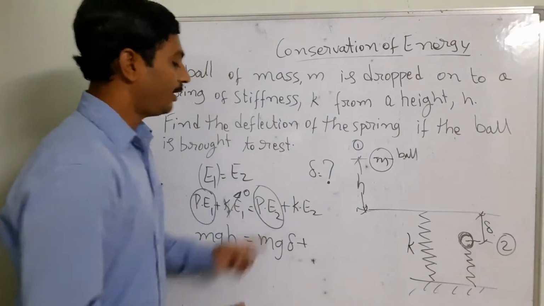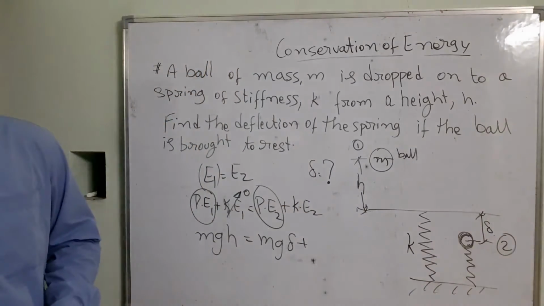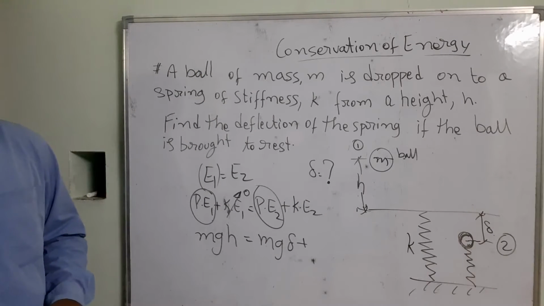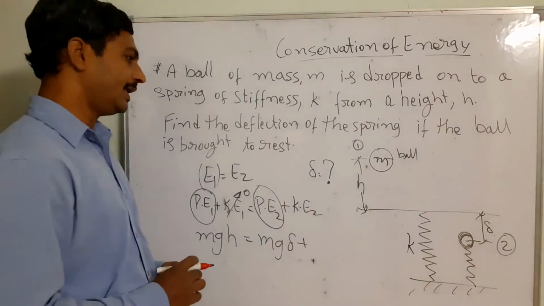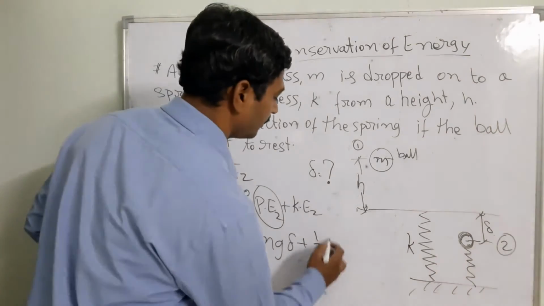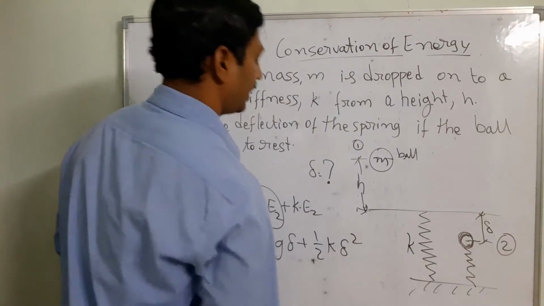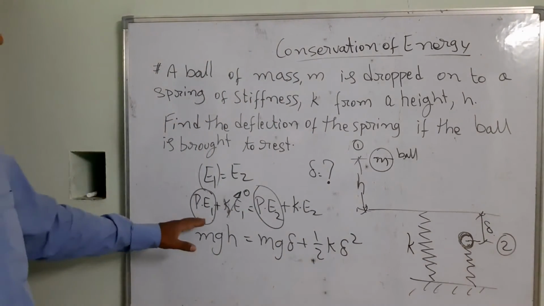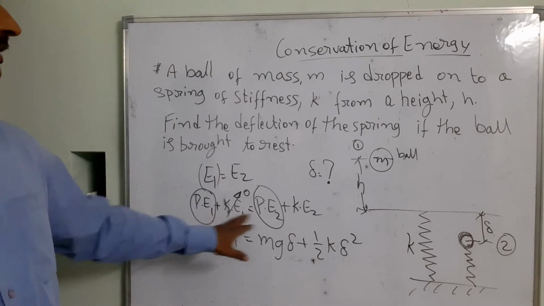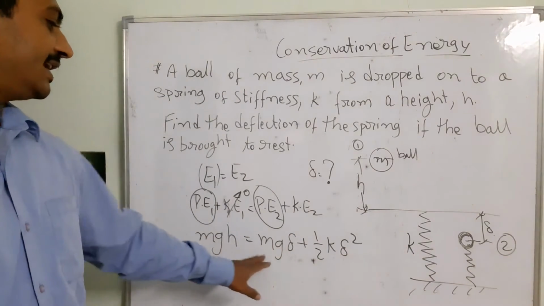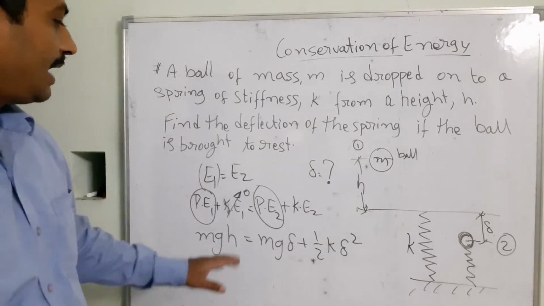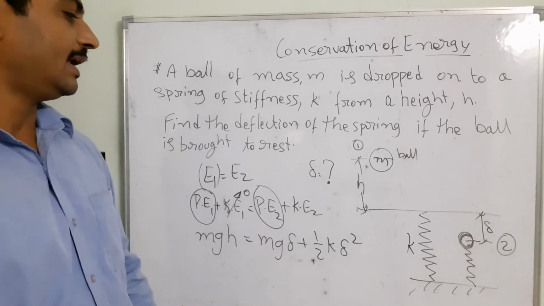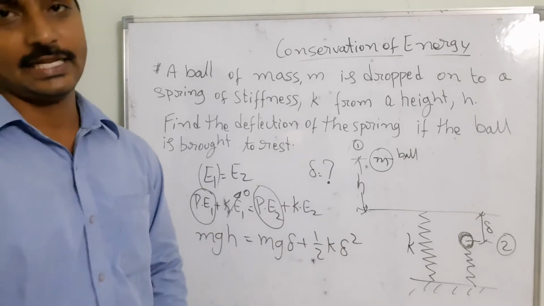Plus, what is the velocity of this one? That is going to be your kinetic energy. In this case, that's going to be half k del square. Alright? So the potential energy is going to be possessed here, mgh and mg del. At the same time, here is going to be the spring energy that is possessed. So that is half k del square.